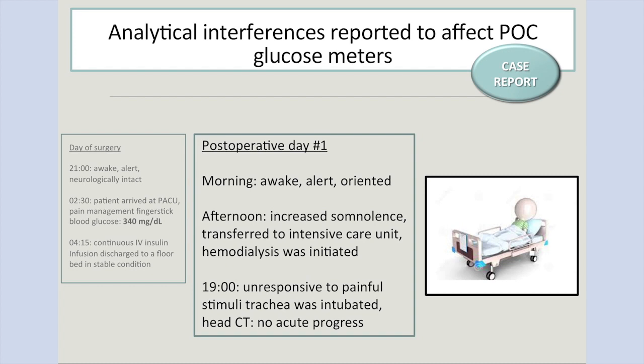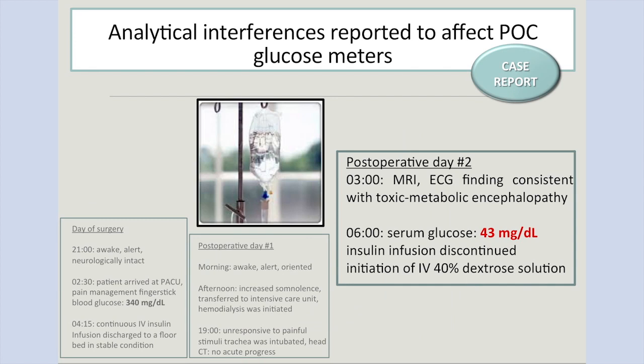Unresponsive, basically at 1900, and second day post-operative, they did an MRI and ECG, and they were seeing something going on. They were saying a toxic metabolic encephalopathy. At this point, instead of doing a glucose meter measurement, they sent it to the laboratory, and they got 43. So that's consistent with the story that Nam had presented previously. So we've got a huge discrepancy. Oh my goodness, they stopped their insulin right away because they thought, yep, we've got a problem. And I should have pointed out, they did start their dextrose at that point.